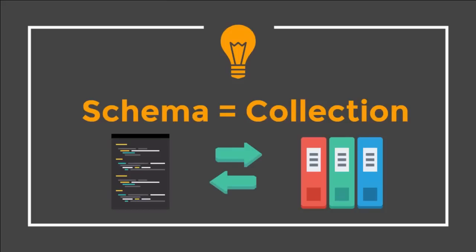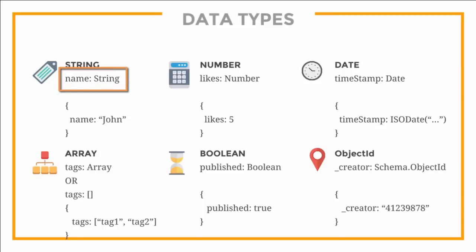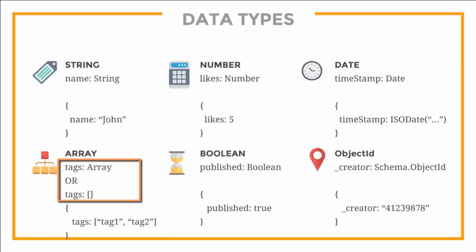Let's now take a look at the different types of data that can get stored. There are 6 main data types: string, number, date, array, boolean, and object ID. This graph shows you what a typical key value assignment is when working with each type of data, and then below that, what a typical JSON response object would look like. So string, number, and date are pretty self-explanatory. When using an array, we can define it with the array reserved word or with brackets.